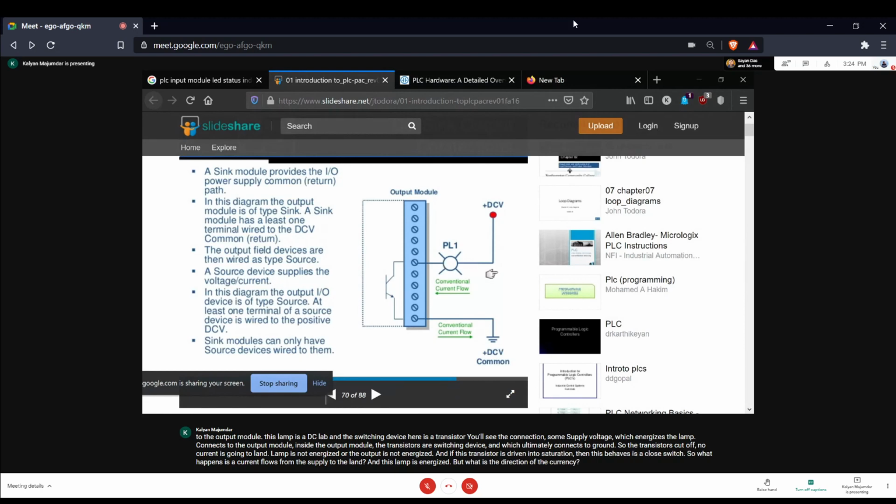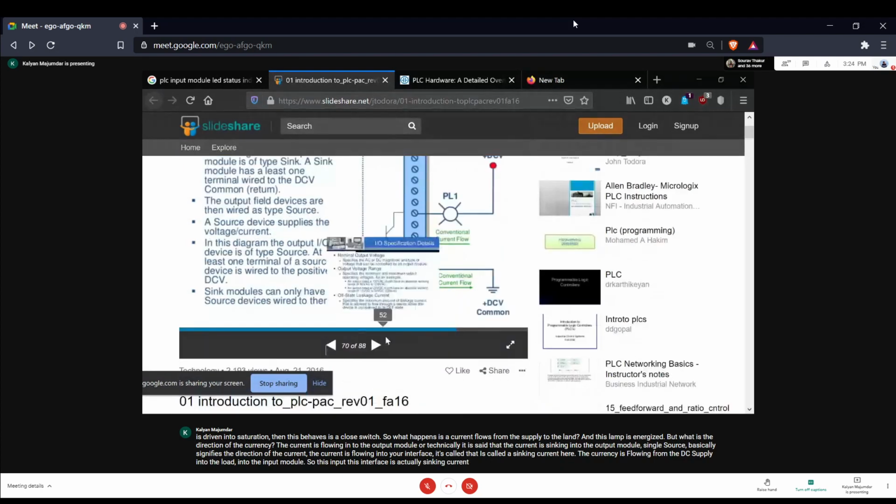See, the current is flowing into the output module, or technically it is said that the current is sinking into the output module. Sink or source basically signifies the direction of the current. If the current is flowing into your interface, it's called a sinking current. Here the current is flowing from the DC supply into the load into the output module. So this interface is actually sinking current.